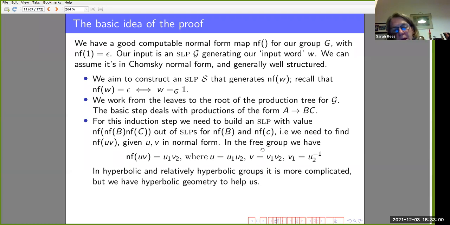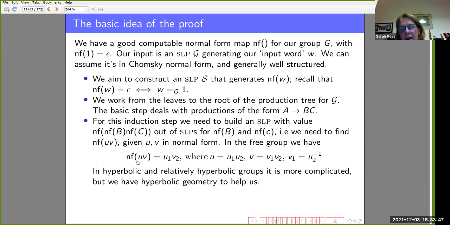The point is, if we're in the free group, then if U is a word U1U2 and V is a word V1V2, then, I haven't said that very well. For the normal form of the product, the concatenation of two words U and V, you basically cancel out anything at the end of U that is inverse to stuff at the beginning of V. So the normal form of the concatenation UV is of the form U1V2, where U1 is a prefix of U and V2 is a suffix of V, and the suffix U2 of U is inverse to the prefix V1 of V. You're just cancelling out the stuff in the middle. That's how you deal with things in free groups.